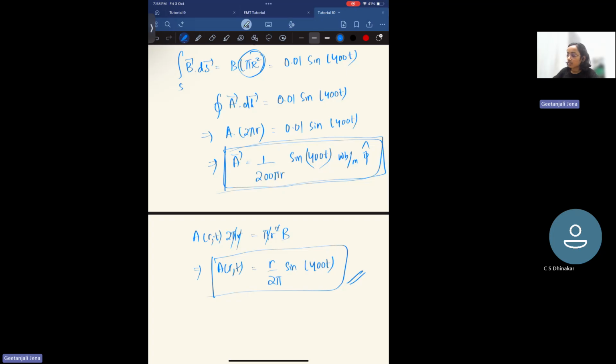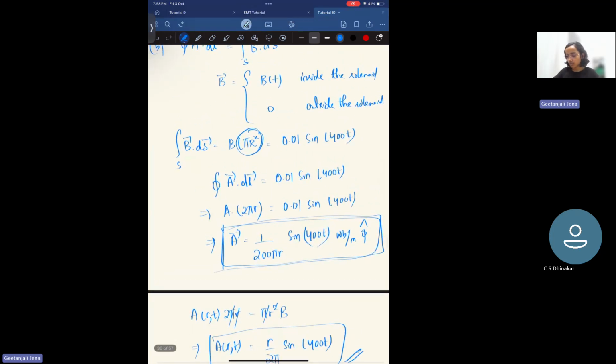So this summarizes the problems that I wanted to solve in this live session. Let me know whether you have any doubt in any of these problems. We basically solved problems related to mutual inductance, self-inductance, Maxwell's equations, and magnetic flux. Dinakar, do you want me to revise any problem, or can we stop now?